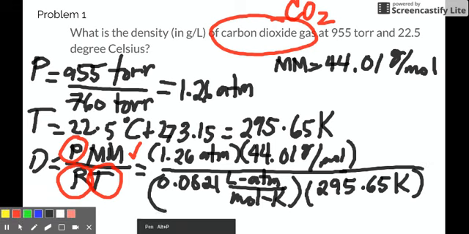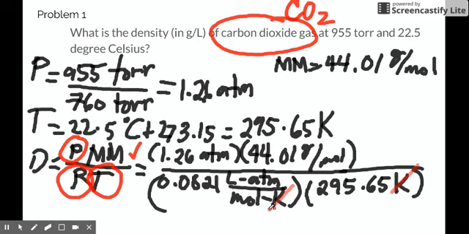Before we input that in the calculator, let's figure out whether we can cancel the right unit. So Kelvin gets cancelled out here, mole gets cancelled out, atmosphere gets cancelled out. And so, obviously, we're left with grams per liter, which is the correct unit for density, as we have learned from the previous video.